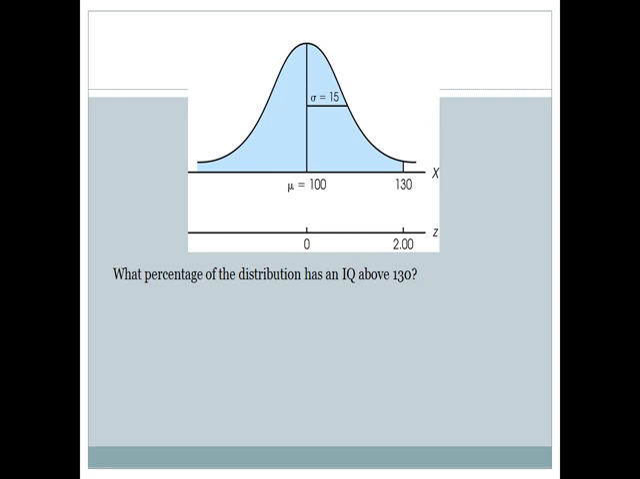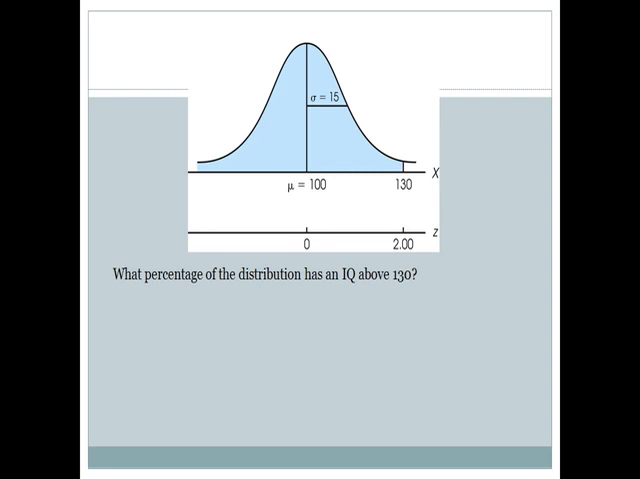Let's go through one more example. What percentage of the distribution has an IQ above 130? Given the information above, what percentage of the distribution has an IQ above 130? So what we need to find here is we need to start by finding what a score of 130 corresponds to in terms of z-scores.